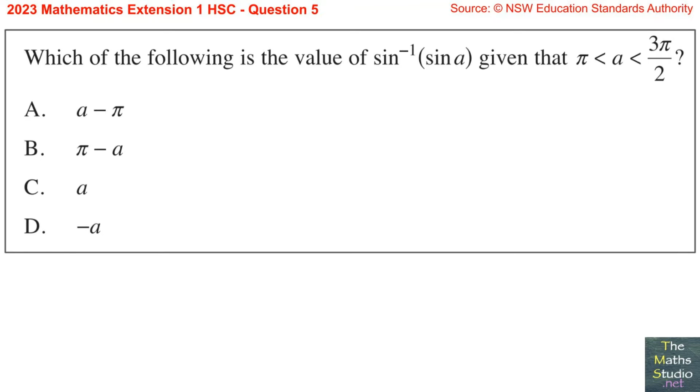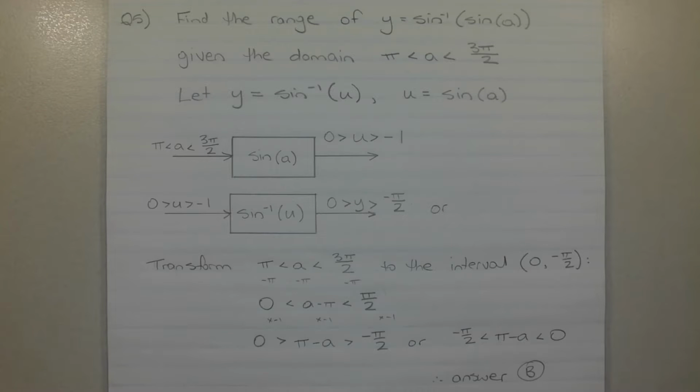Question 5. Which of the following is the value of inverse sine of sine A, given that A is greater than pi and less than 3 pi over 2? This is an alternative algebraic solution to question 5 from the 2023 Mathematics Extension 1 HSC examination.